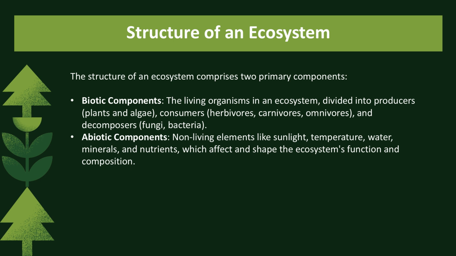First, we have the biotic components. These are all the living organisms, which include producers like plants and algae, consumers like herbivores and carnivores, and decomposers like fungi and bacteria. The second component is abiotic. These are the non-living elements such as sunlight, temperature, water, and minerals. Together, these components create a balanced system where life can thrive.